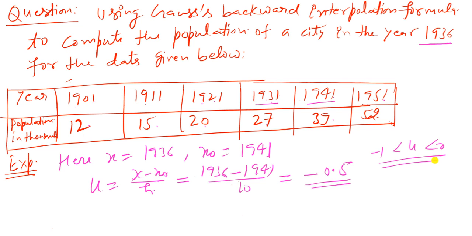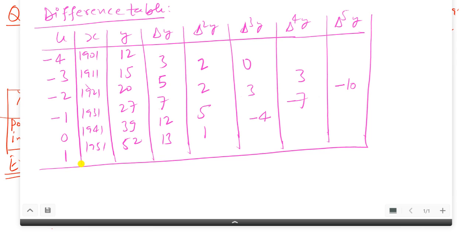Now the difference table. We consider x naught as 1941, so u corresponding to x naught is 0, upper values are negative and lower values are positive. The y values are 12, 15, 20, 27, 39, 52. The first order forward differences: 15 minus 12 is 3, 20 minus 15 is 5, 27 minus 20 is 7, 39 minus 27 is 12, 52 minus 39 is 13.